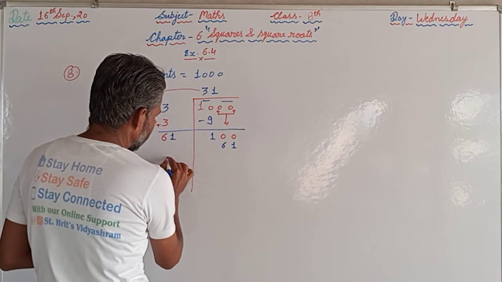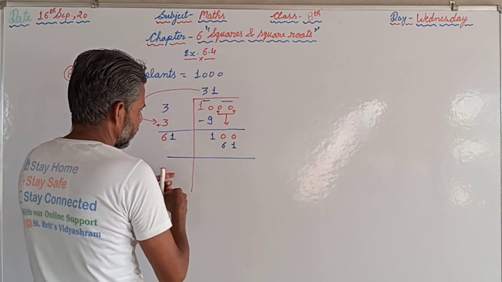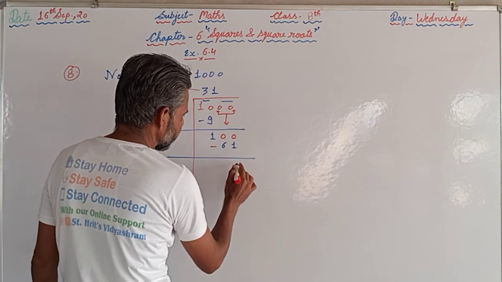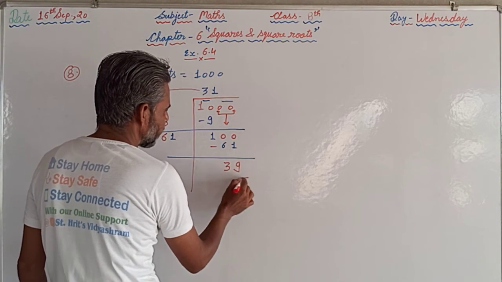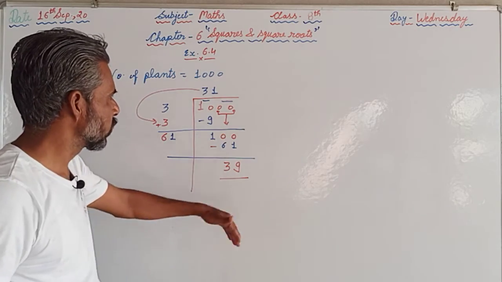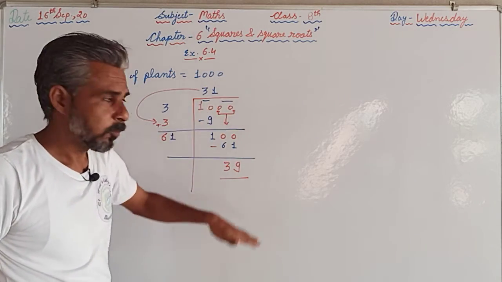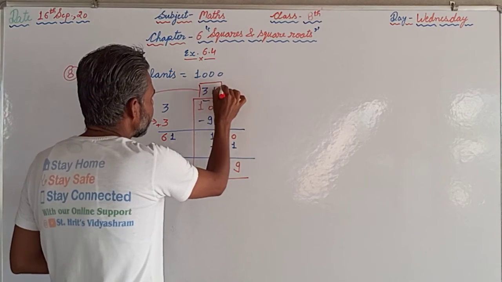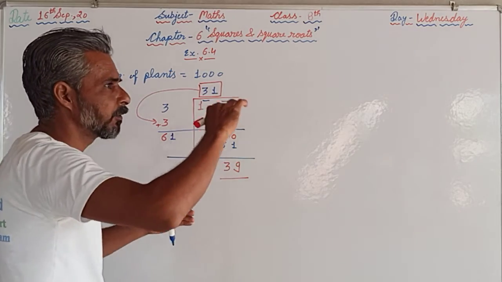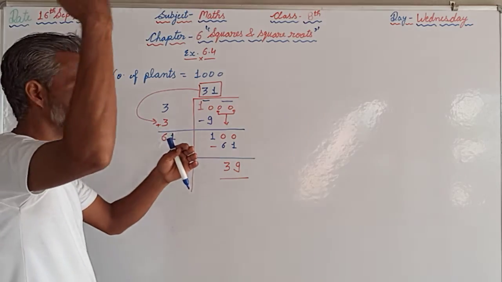So what we will do here, we will see how much is remaining. 10 minus 1 that is 9, and here 100 minus 61 is 39 remaining. Now there are no further pairs which we can borrow, so the number is 31. So if we add something, then it will become the perfect square of 32.